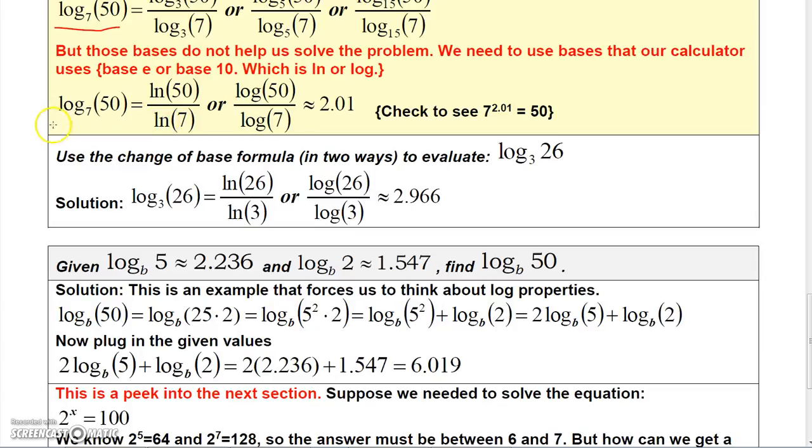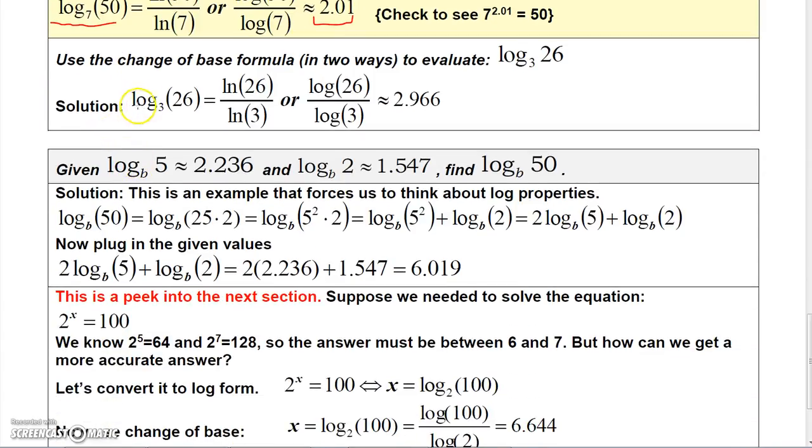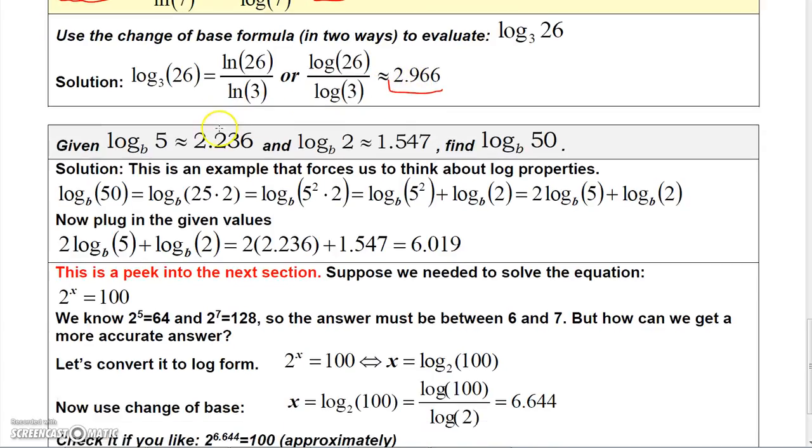What I would really want to do, if I wanted to figure this out, is use logs that my calculator can calculate. So let's use base e log or base 10 log. If I want to write log of 50 base 7, let's write it as natural log of 50 over natural log of 7, or common log of 50 over common log of 7, and then we can plug that in our calculator to get the answer. Here's just another example. If I want the log of 26 base 3, I just take the natural log of 26 over the natural log of 3, or I can take the common log of 26 divided by the common log of 3 and get the answer, 2.966.